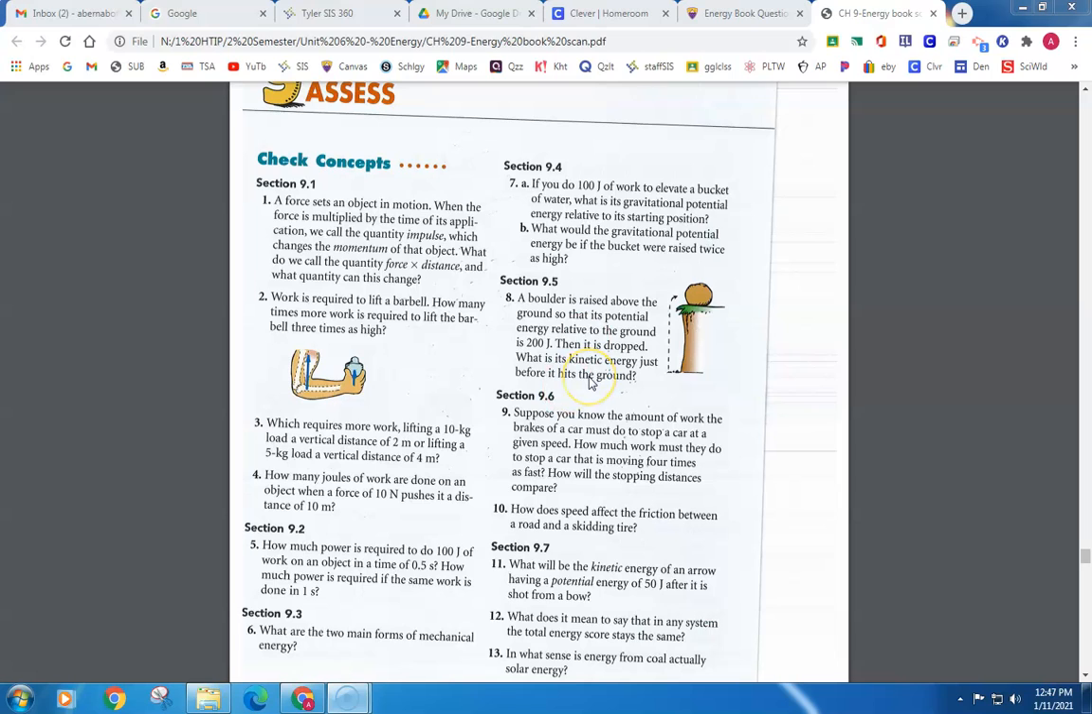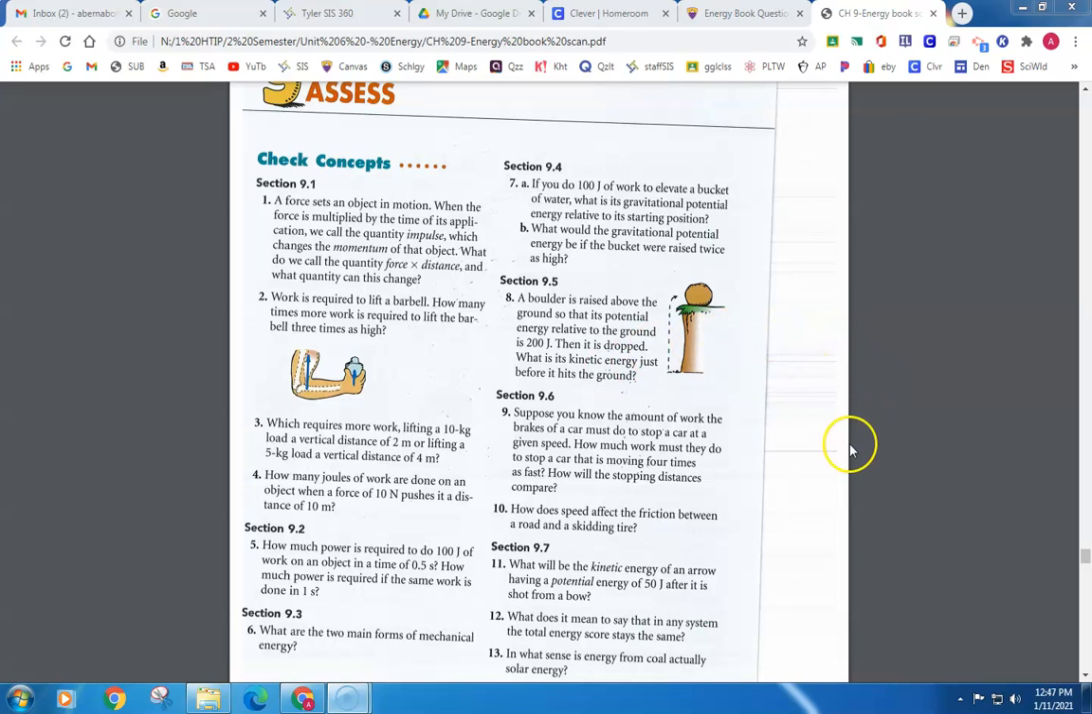Number 8, a boulder is raised above the ground so that its potential energy relative to the ground is 200 joules. Then it is dropped. What is its kinetic energy just before it hits the ground? It's going to have 200 joules of kinetic energy.